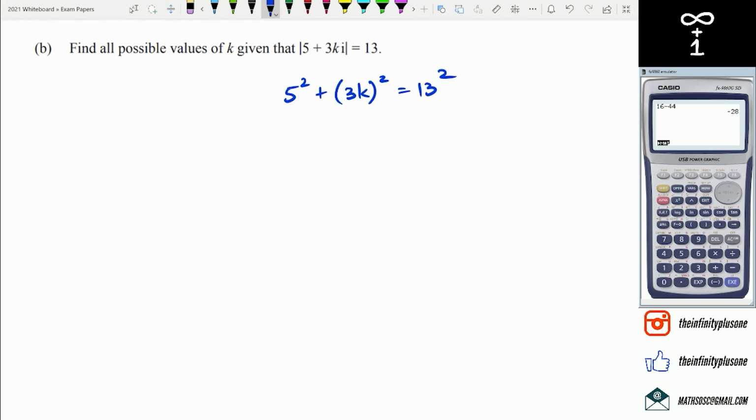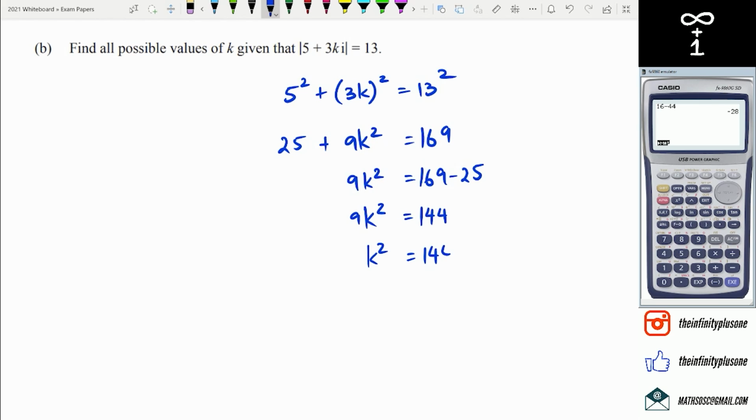All right, that's pretty much it. That's what modulus is, right? So we can actually say this is 25 plus 9k squared equals 169, and then rearrange it. So 9k squared is 169, take away 25. 9k squared is 144, and then k squared equals 144 divided by 9. k squared equals 16, and of course, don't forget, guys, you have to put down k is equal to plus or minus 4, because square root of 16 equals plus or minus 4.